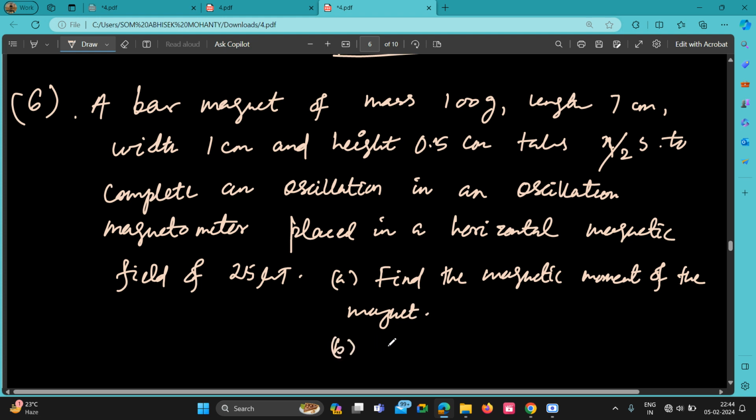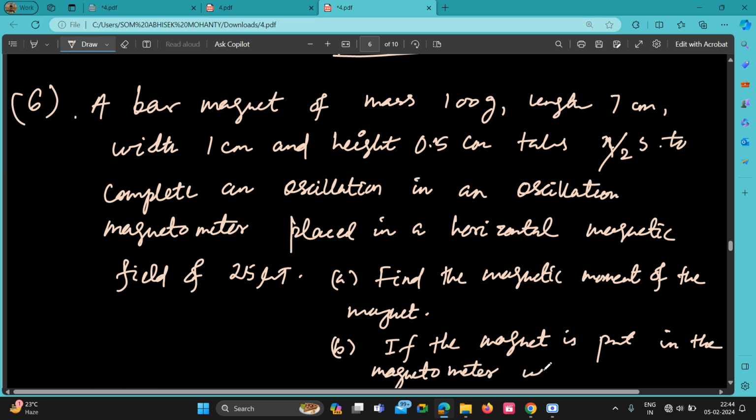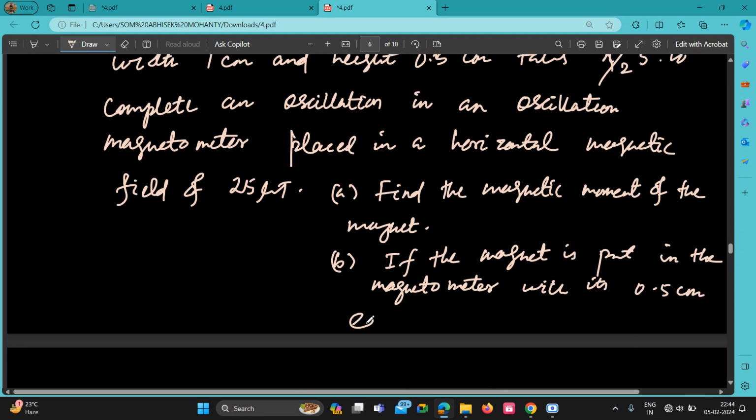Option B. If the magnet is put in the magnetometer with its 0.5 centimeter edge horizontal, what would be the time period?